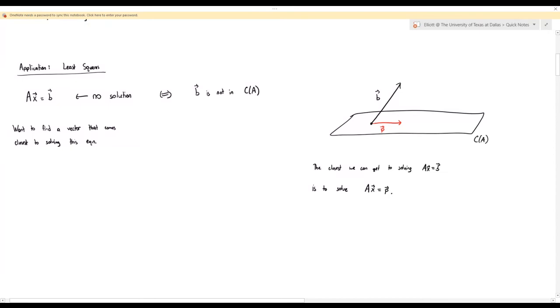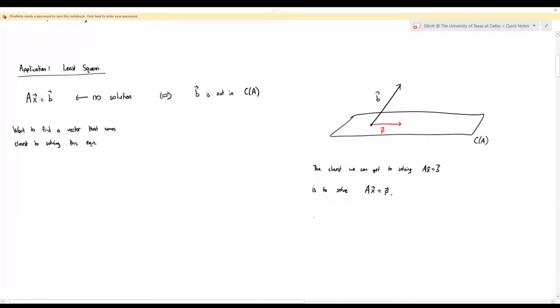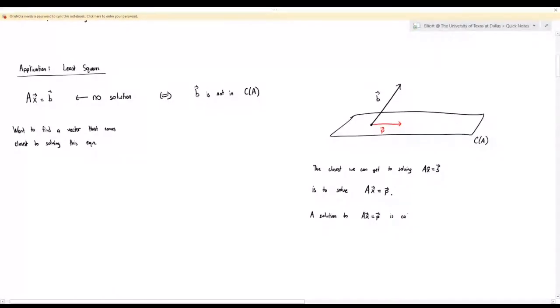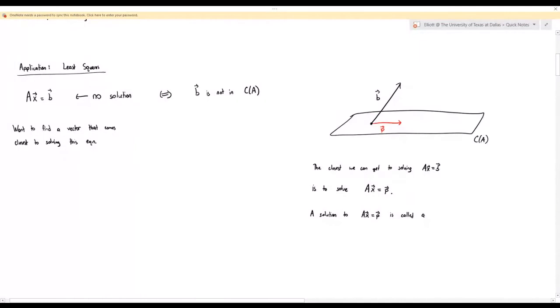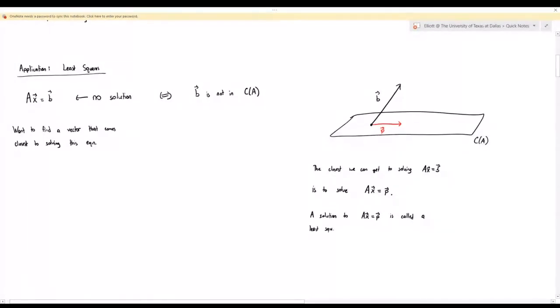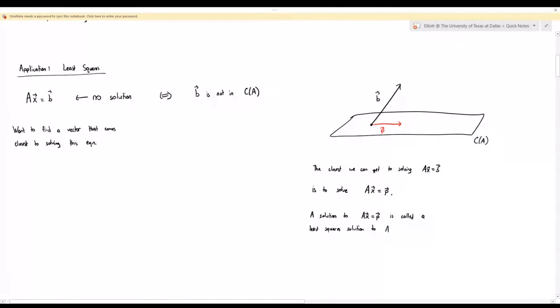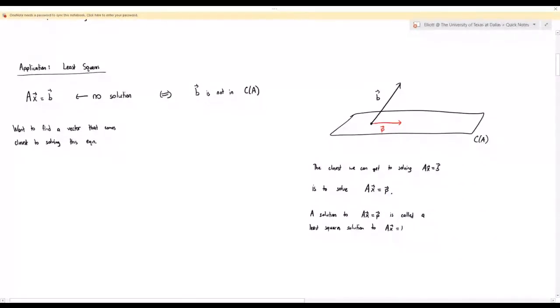So a solution to this equation, Ax equals p, is going to be called a least squares solution to the original equation Ax equals b.